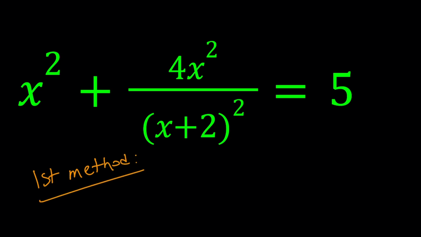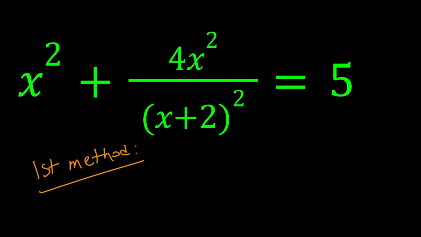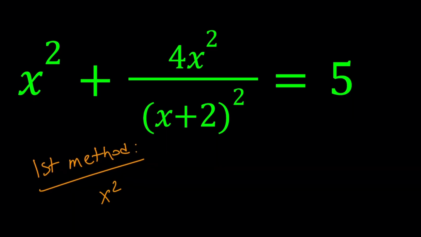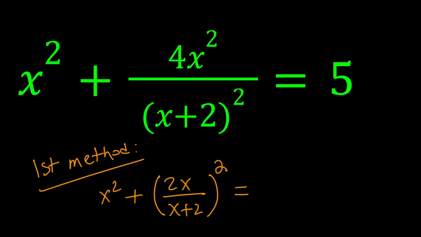So for my first method, I'm going to do the following. I'll be using substitution. Let's go ahead and write the 4x squared as (2x) quantity squared, and (x plus 2) squared as (x plus 2) squared. So we can go ahead and write this as the square of a quotient, and that's equal to 5.